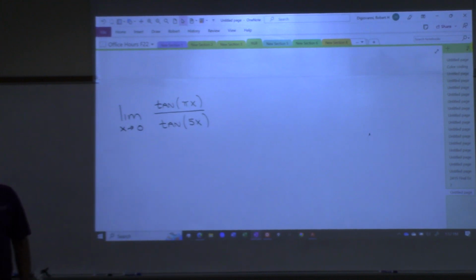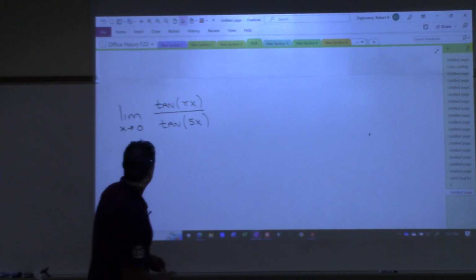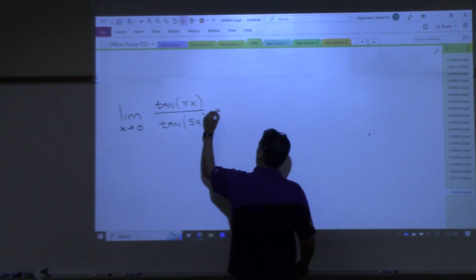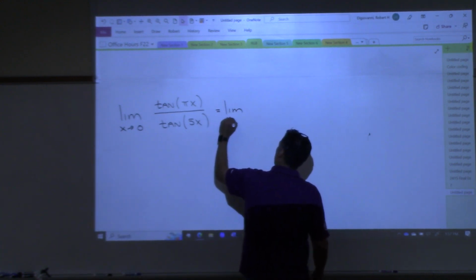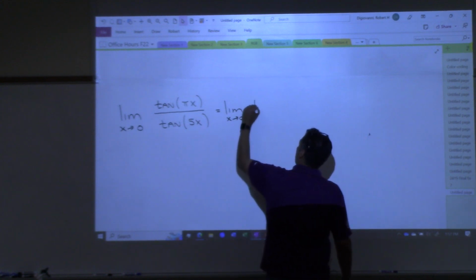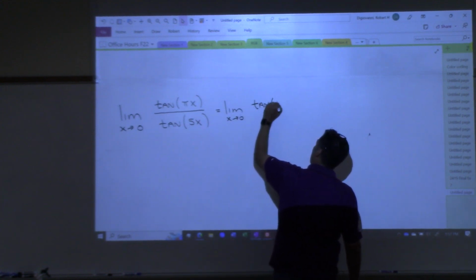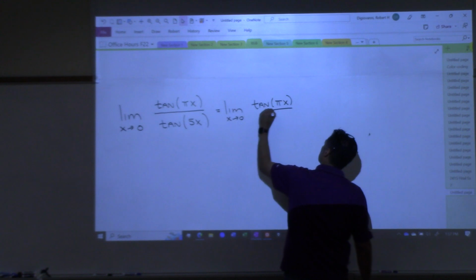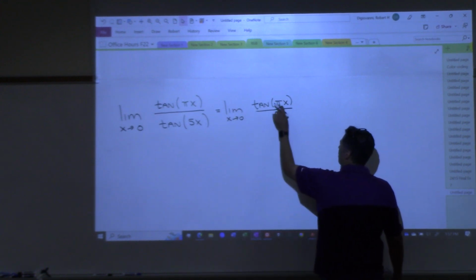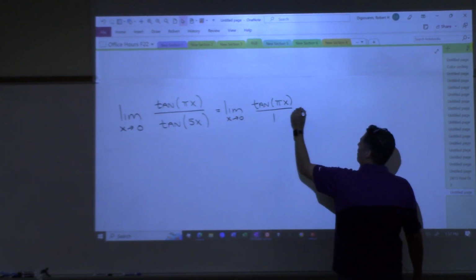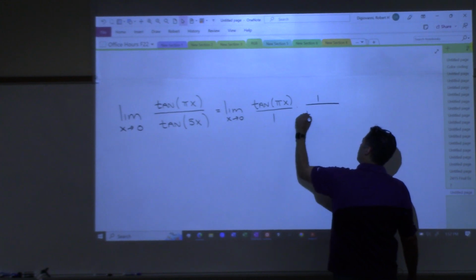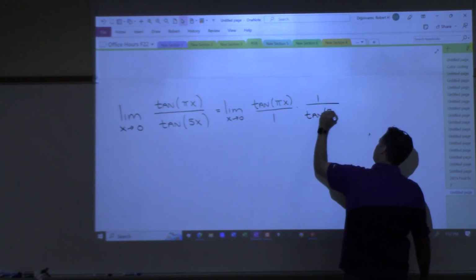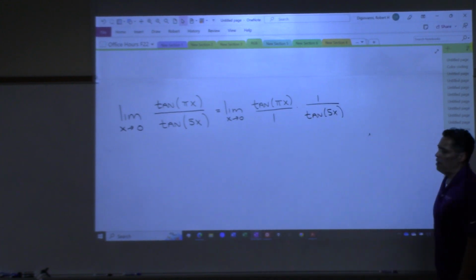So I'm going to start ripping everything apart. I'm going to go limit x goes to 0 of tangent pi x. Isn't pi just a number? It's a constant, right? So this is a number in front of x. And then times 1 over tangent of 5x. So I pulled those apart.